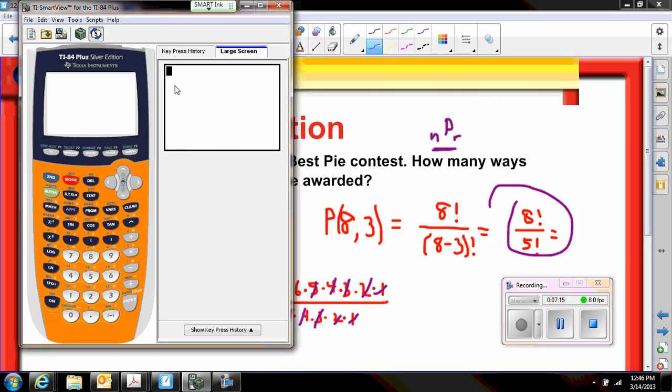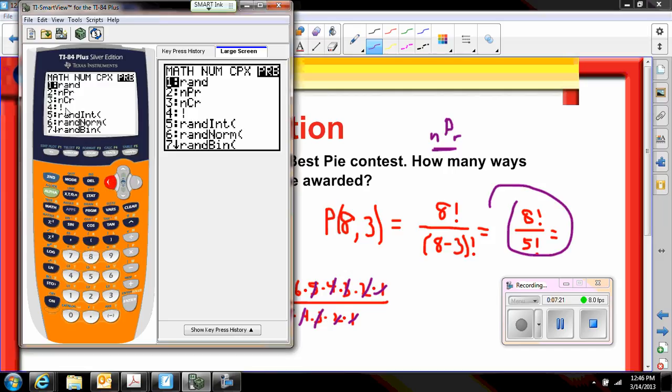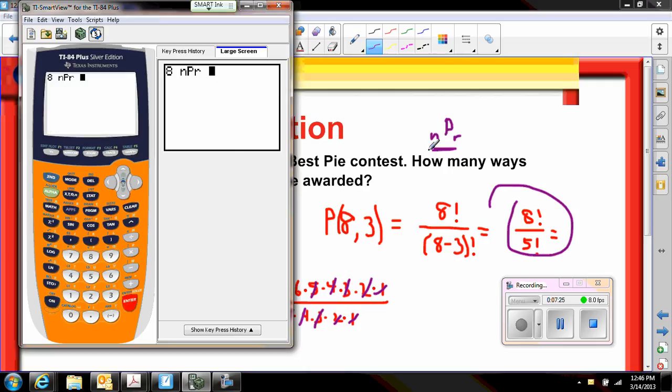Now, the way we type this in is you're going to first type your n, which in this case was 8. I want a permutation, so I'm going to find that nPr button. And r is 3. So this now says permutation, 8 objects, choosing 3. And when you press enter, 336.